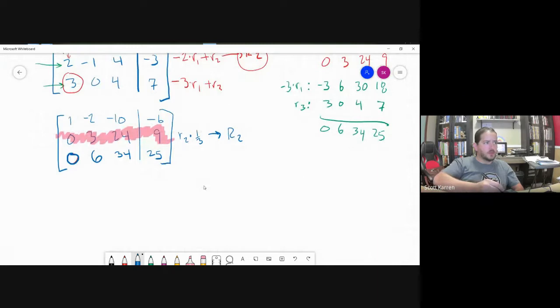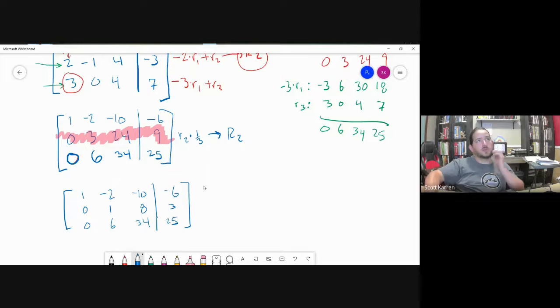Okay. So I'm going to leave row 1 alone, 1, -2, -10, -6. This all gets divided by 3 essentially, so 0, 1, 8, and 3. Okay. And I'm not touching the last guy, so 0, 6, 34, and 25 still.